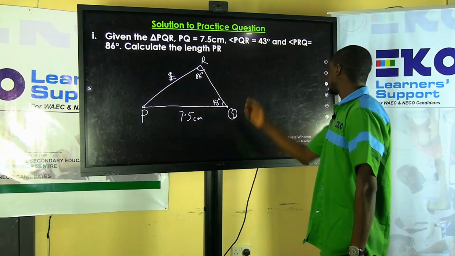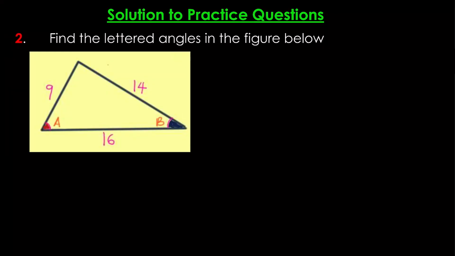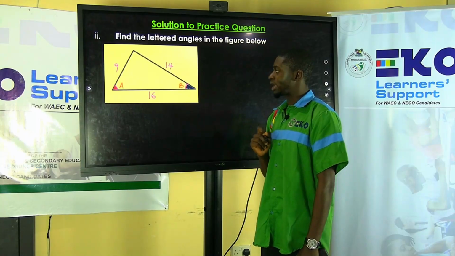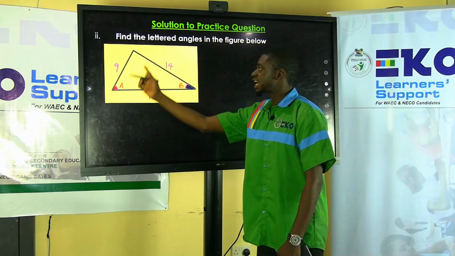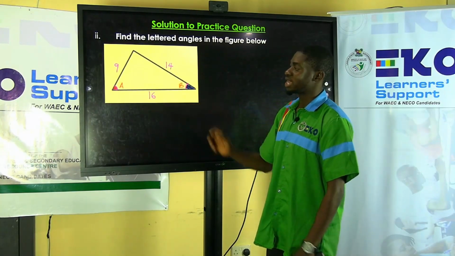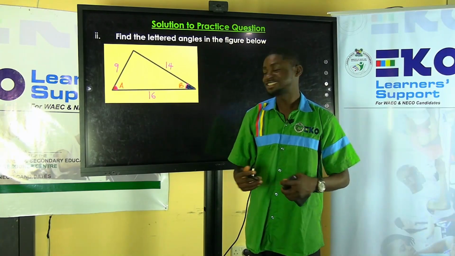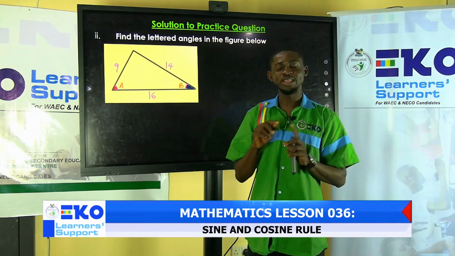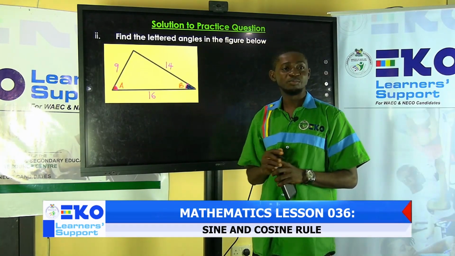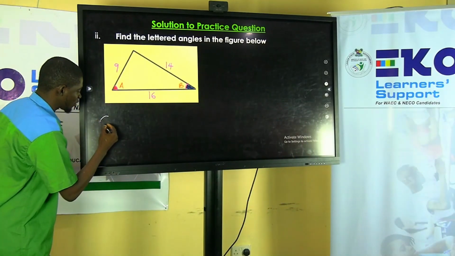Great. So I will take question 2. Find the lettered angle in the figure below. This looks like a problem I earlier gave you to solve, and more reason I will be working on this. The three sides are given, but we are asked to find angle A and B. Since the three sides have been given, oh my dear students, that leads us to cosine rule. Cosine rule is used when the three sides are known and the mother, that is the angle, is what we are looking for. So to start with, we are looking for angle A.